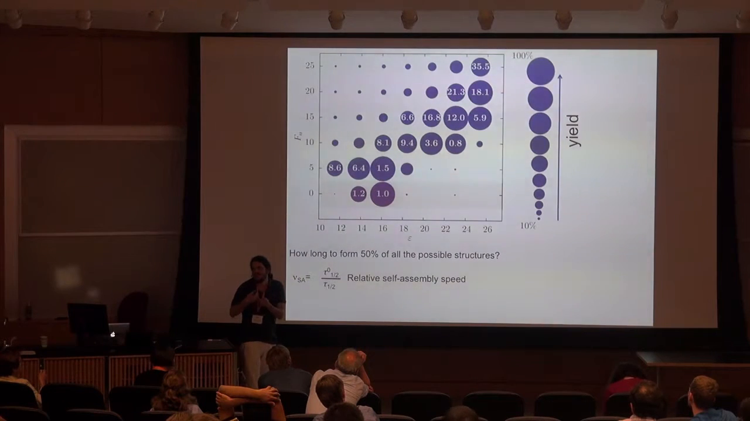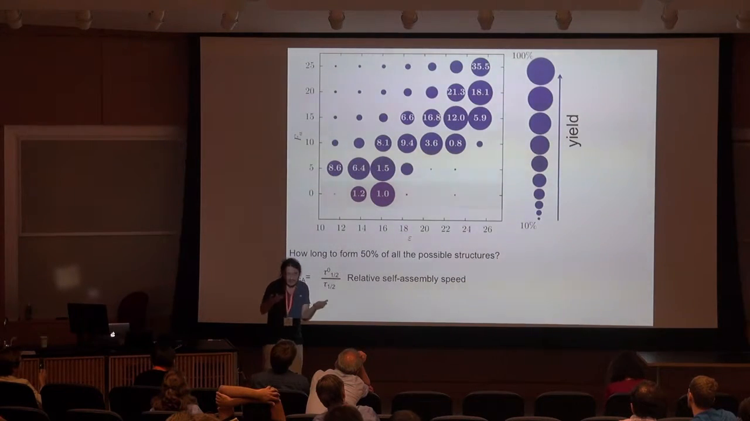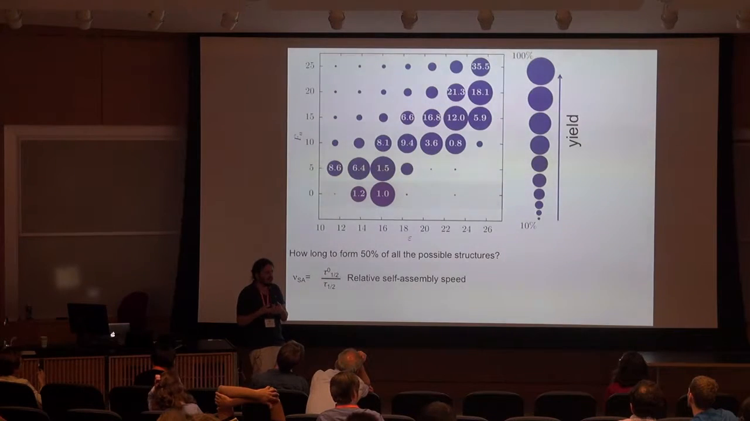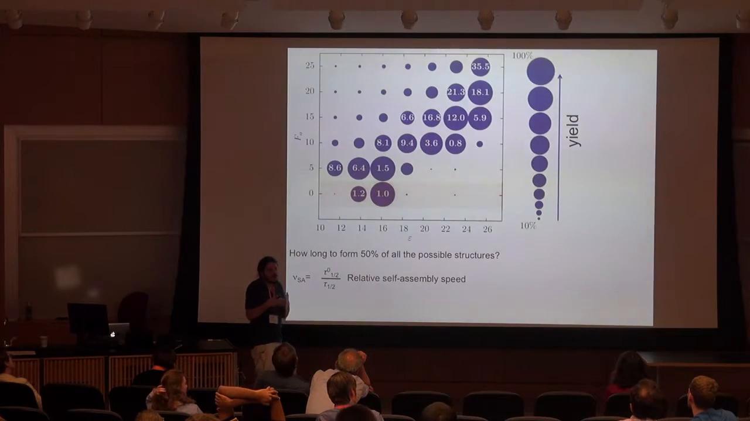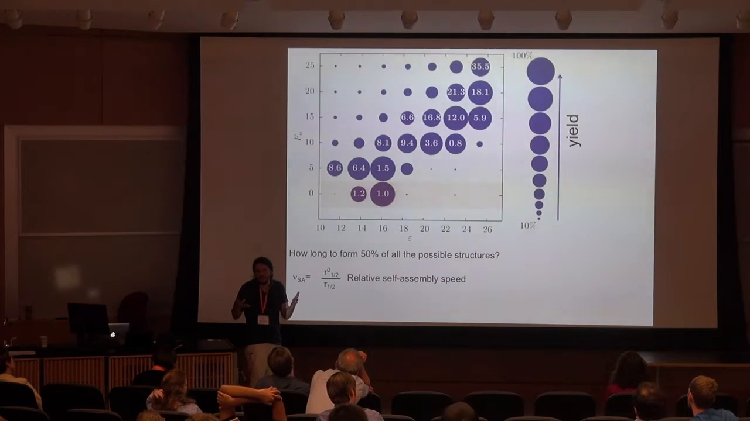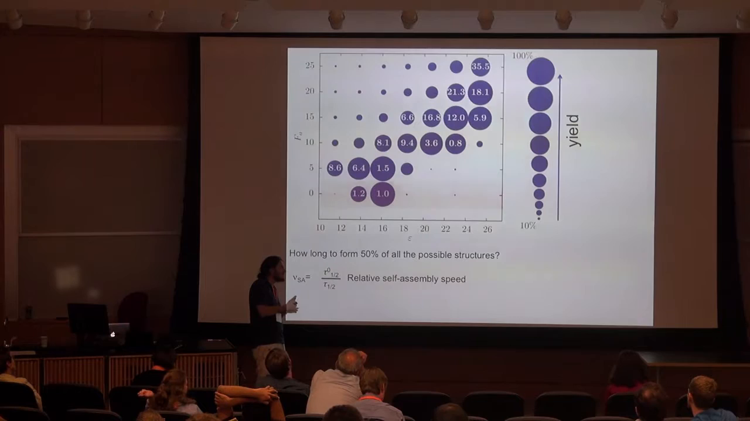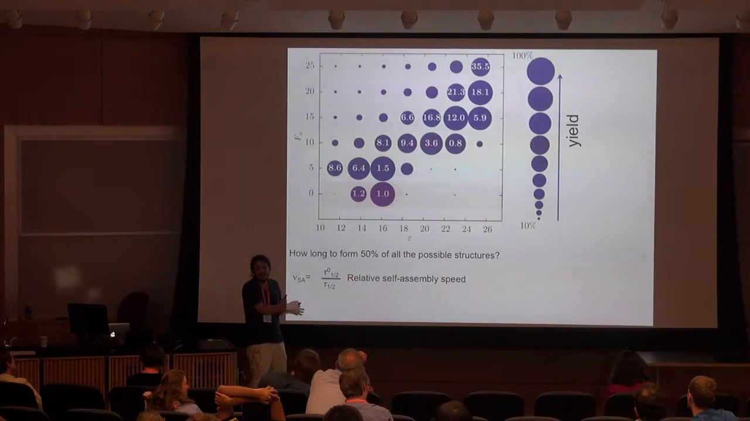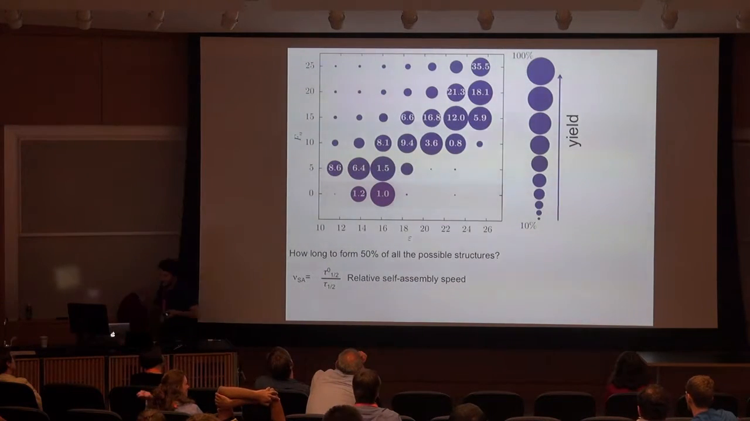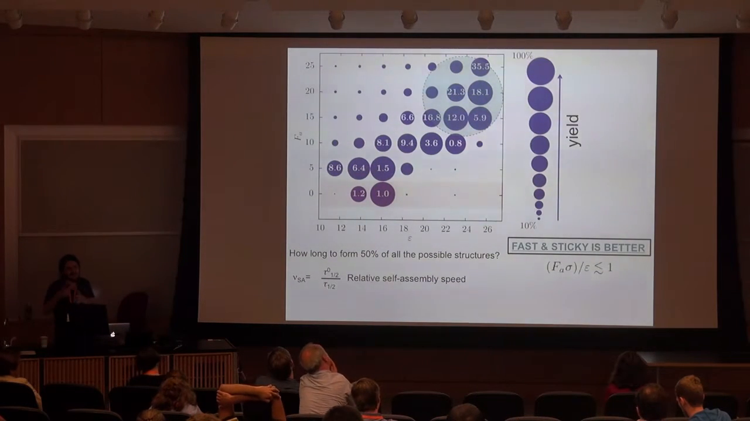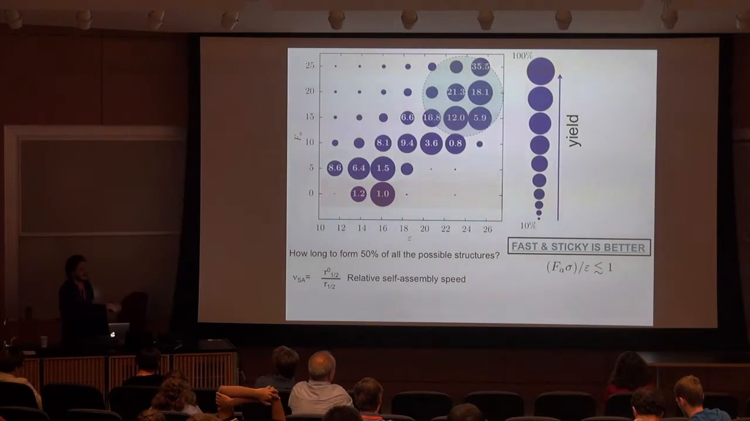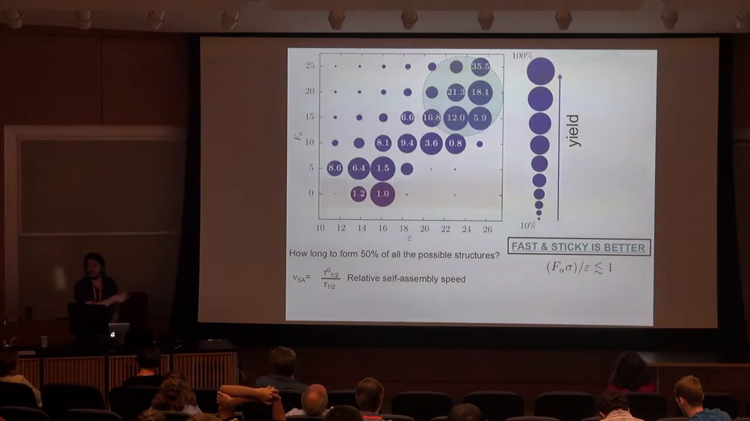Basically, the speed increases almost linearly with your Péclet number. So you do not really compromise the yield. You get pretty much the same yield and maybe a little bit more, but you can do it in principle systematically faster. Okay? So what's the deal with this? Right? Overall, if I had to give a rule for this particular particle, sticky and faster is better.